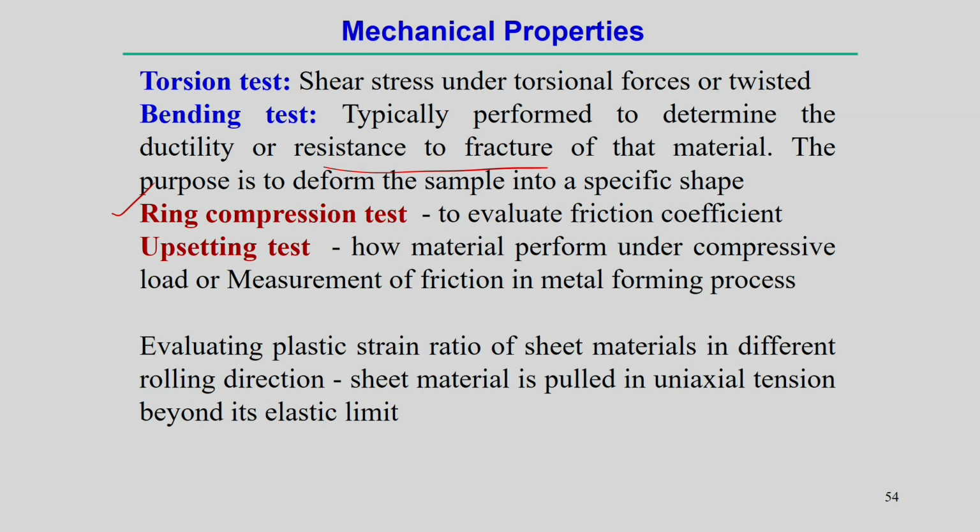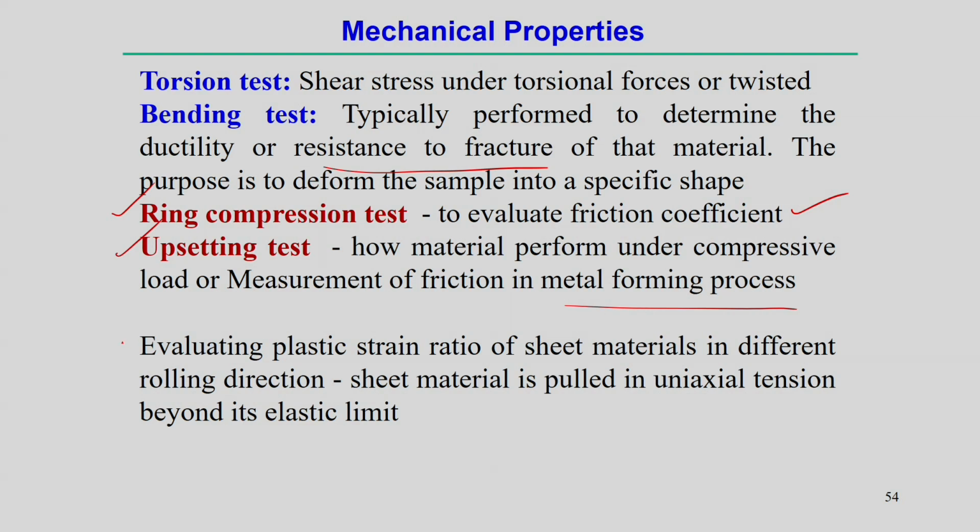bending testing, there is also the ring compression test, one of the testing methods to evaluate the friction coefficients. And then the upsetting test can also be done, to see how material performs under compressive load, or this can be used for the measurement of friction, specifically in the case of metal forming processes. So, both the ring compression test and upsetting test are normally associated with metal forming processes to evaluate the coefficient of friction of a particular material.